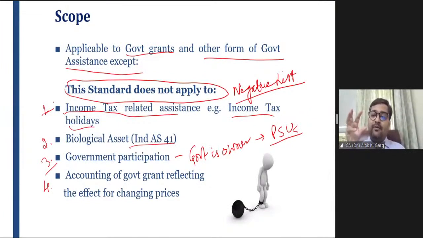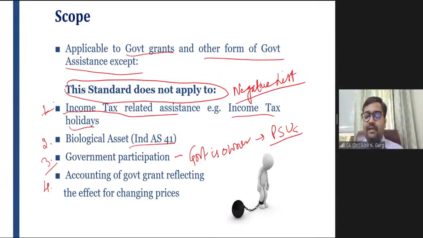So the government is providing relief to an industry just with respect to the effect of changes in prices. So it will also not be covered here. It is not a government grant which has to be covered under this particular standard. So guys, this is also out of the scope.